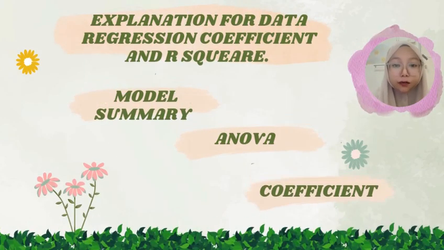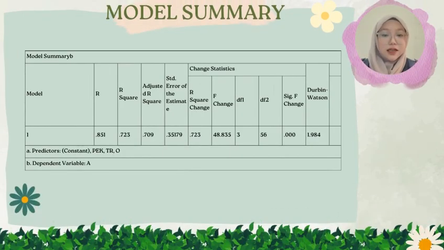Next, explanation for data regression, coefficient, and R-square. First, model summary, ANOVA, and coefficient. Model summary. The regression analysis shows an R2 value of 0.723, indicating that 72.3% of the variation in the acceptance of new learning method in Google Classroom is explained by observability, technological readiness, and prior experience and knowledge.